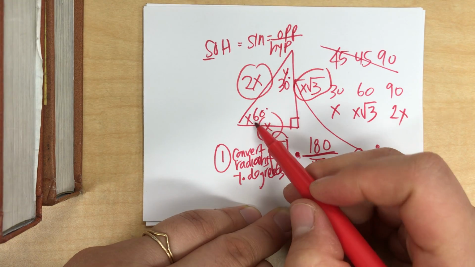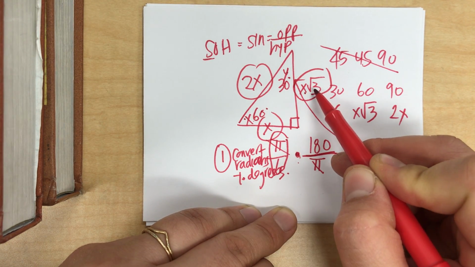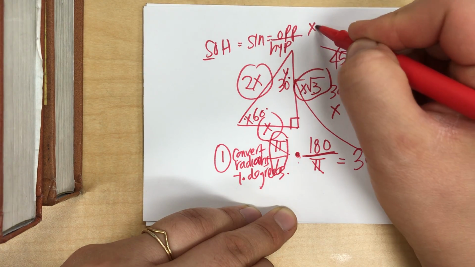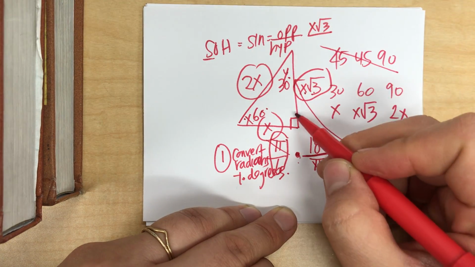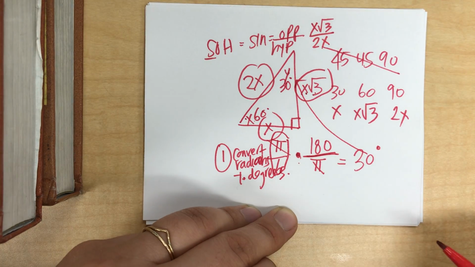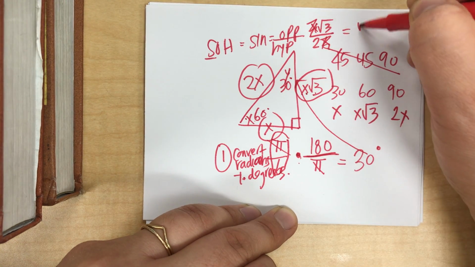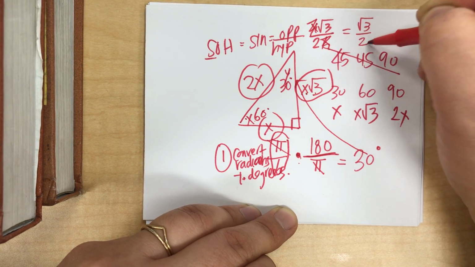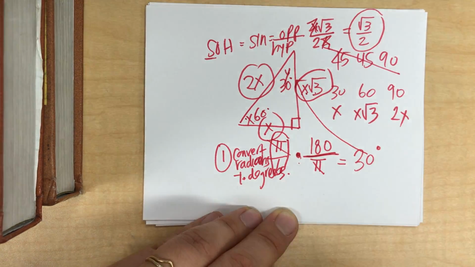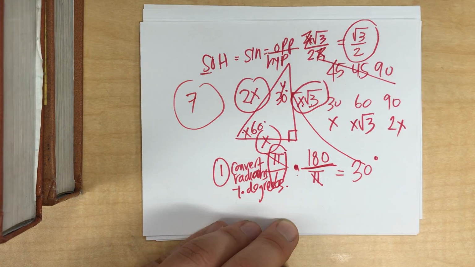So if we are looking for sine of X, the opposite is X square root 3 over the hypotenuse, which is 2X. Okay, and when you do this, the X's cancel out, and you're going to be left with square root 3 over 2. Again, this is number 7.